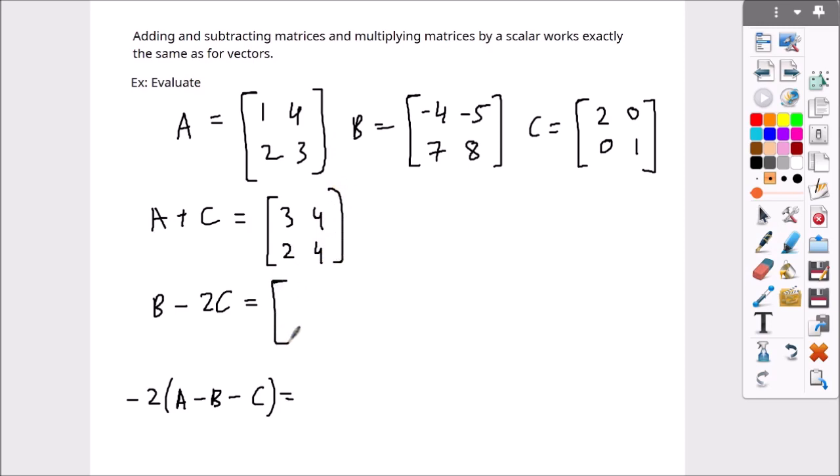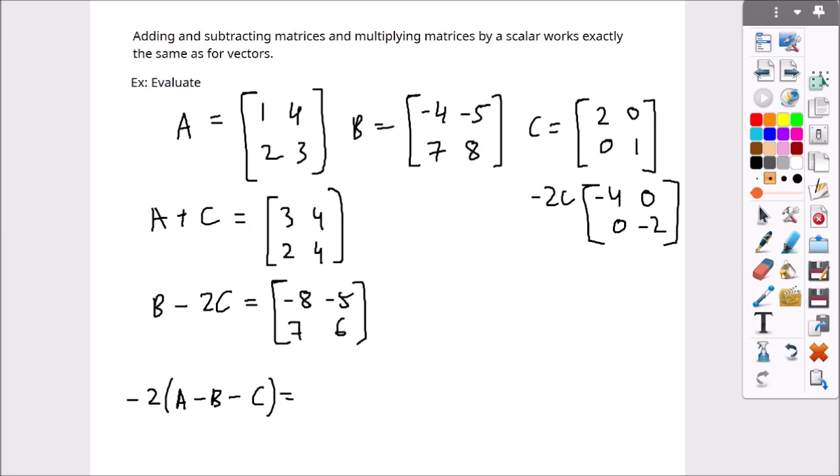b minus 2c. What's minus 2c? Let's work out minus 2c first. So you multiply everything by minus 2. That's minus 4, minus 2, 0, 0. So that's minus 2c, so we can take b, and then minus b, and then plus minus 2c. That's minus 4 plus minus 4 is minus 8. Minus 5 plus 0 is minus 5. 7 plus 0 is 7. And then 8 plus minus 2 is 6. So that is your matrix for b minus 2c.